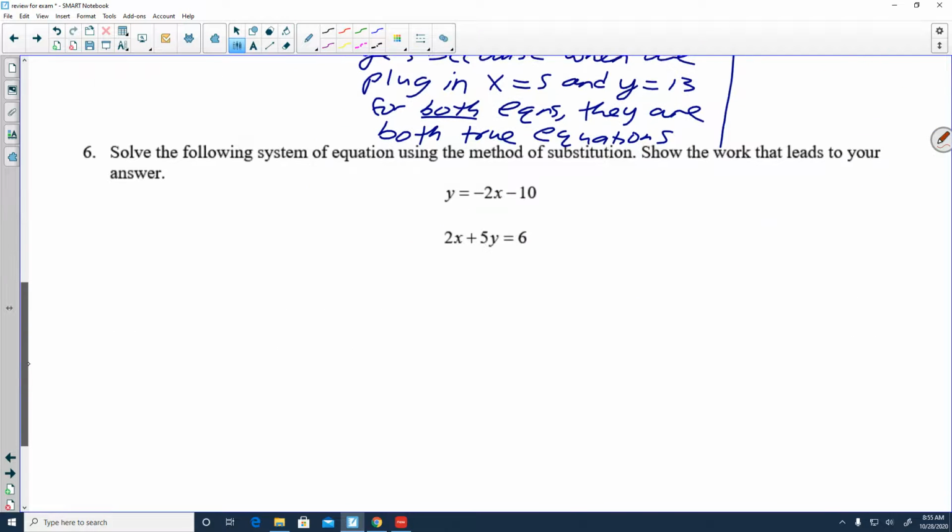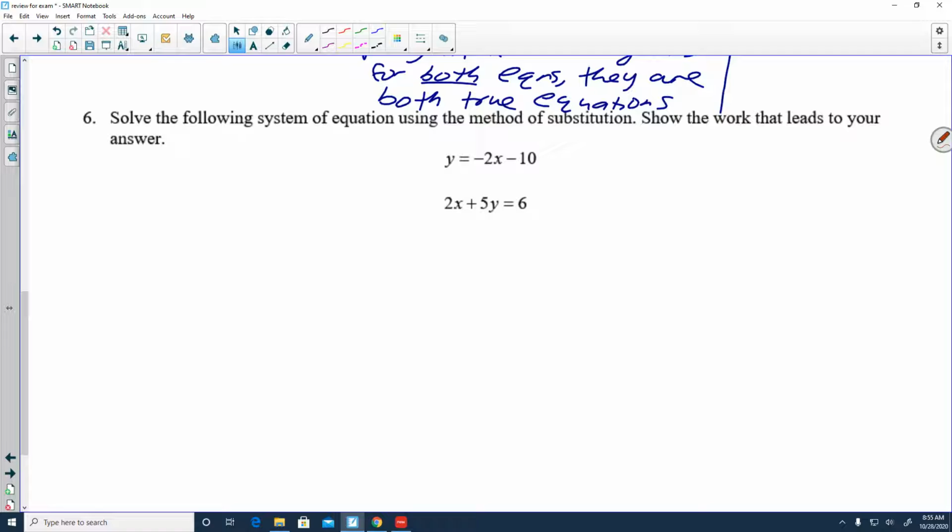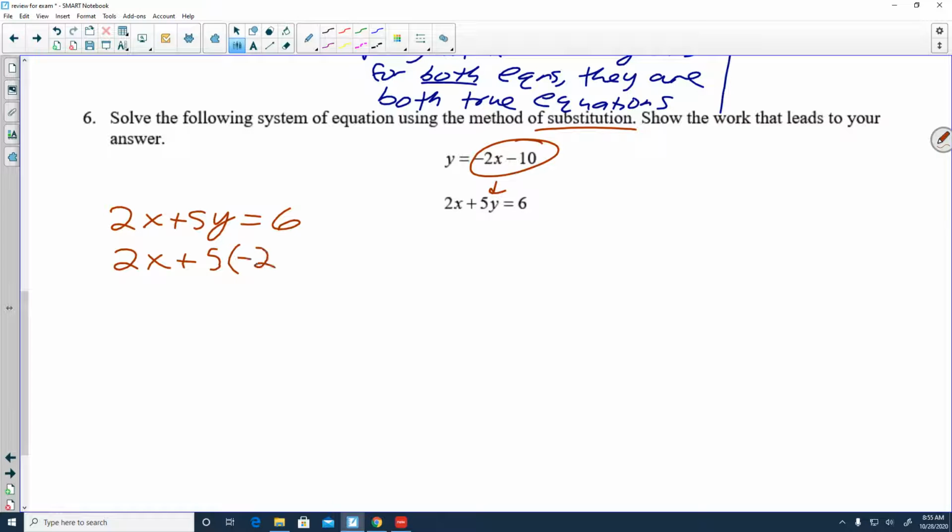Number 6. Solve the following systems of equations using the method of substitution. All right. So we are going to use the substitution method. We have one variable by itself. We know that y is equal to negative 2x minus 10. So what we're going to do is take negative 2x minus 10 and plug that in for y. So I have 2x plus 5y equals 6. Instead of writing my y, I'm going to write the whole negative 2x minus 10 in for y. I'm going to substitute it in. Make sure you put it in parentheses because we are plugging the entire thing in for y. So we are multiplying the entire thing by 5.